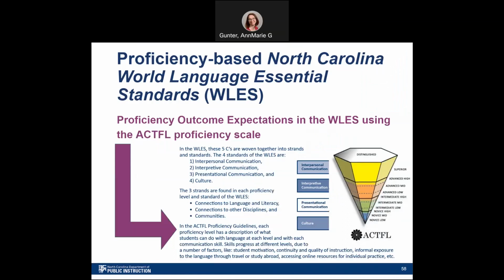You see the inverted pyramid that goes from novice low at the bottom all the way up to distinguished for different proficiency levels. Of course, it's an inverted pyramid because as we move up from novice low to novice mid and then novice high, as well as into the intermediate range or advanced ranges, language becomes more complex. So it takes a little bit longer to move from each sublevel, low to mid and then mid to high, each time we move further up. That's just how language acquisition progresses.